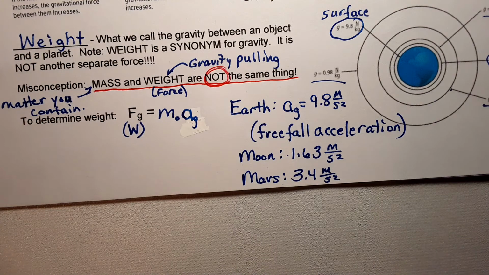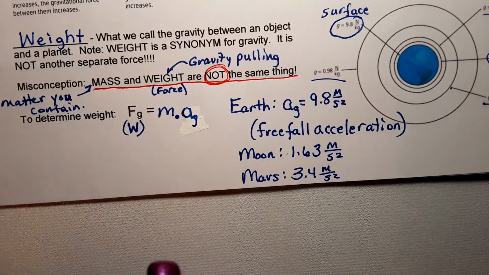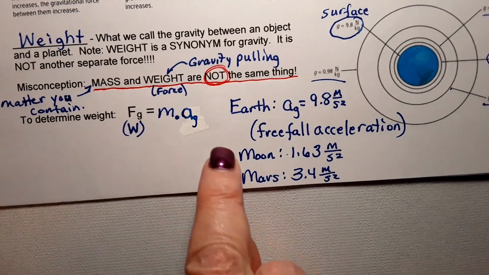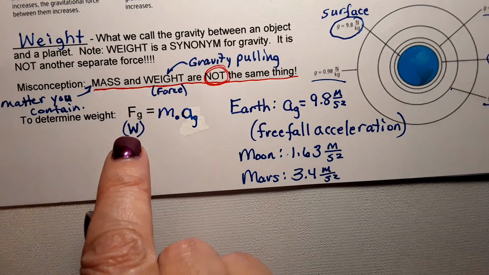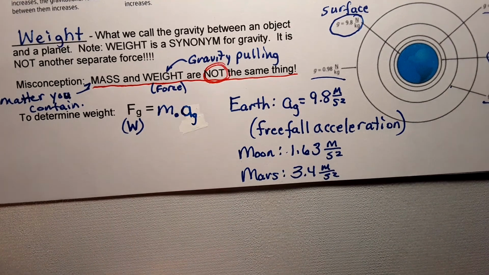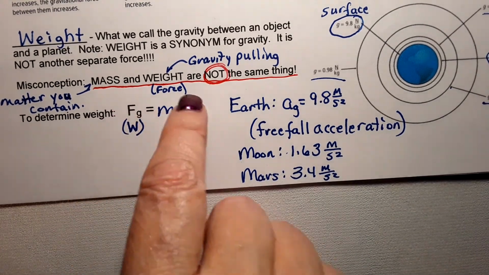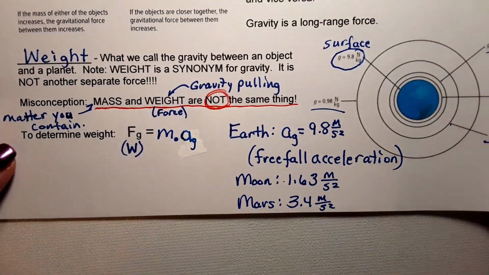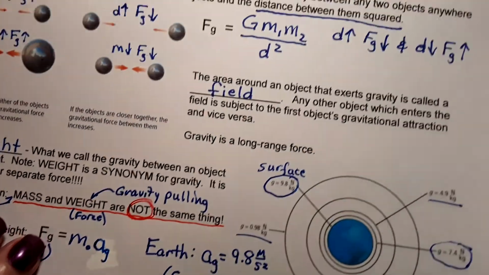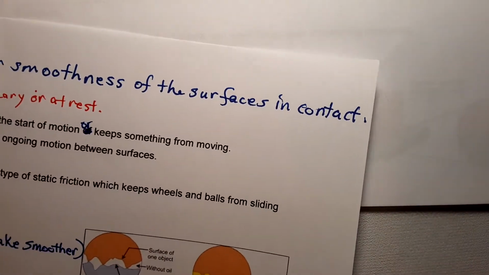All right, so anyway, the shortcut way of finding the weight on a planet: you have to know the acceleration in free fall on that planet, and you have to know the mass of the object in question. And then real quickly, you can just say mass times acceleration, and you've got the weight of the object on that planet. Okay? All right.